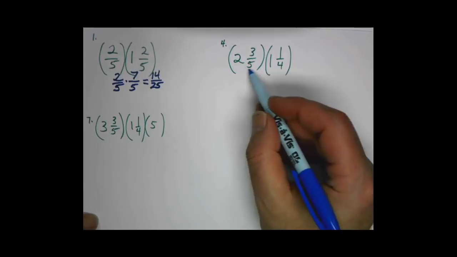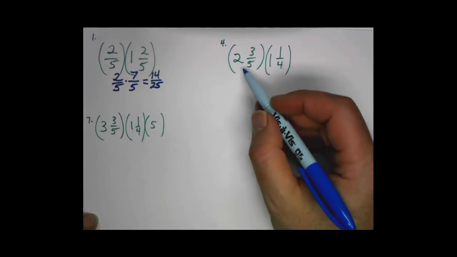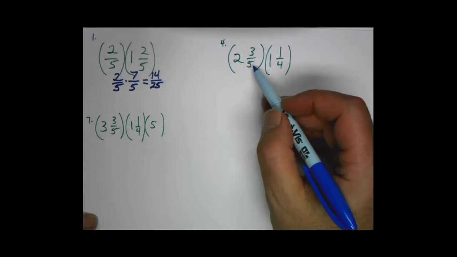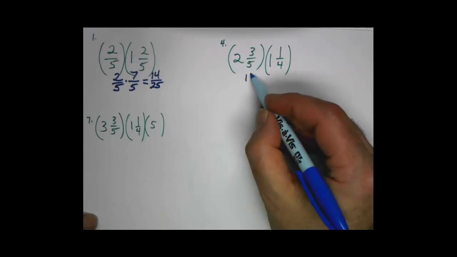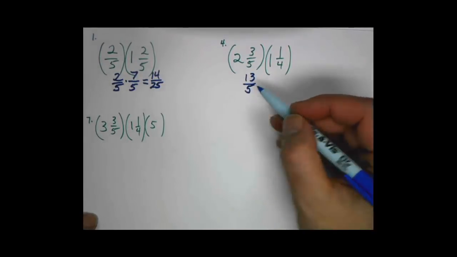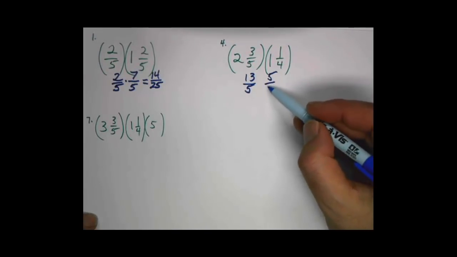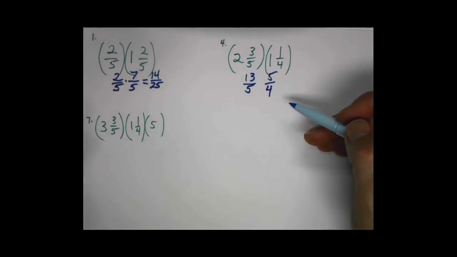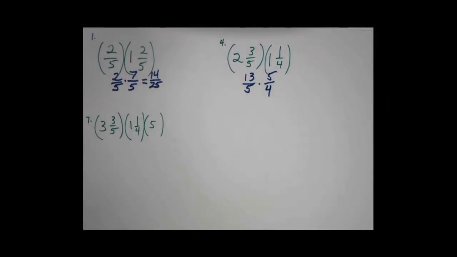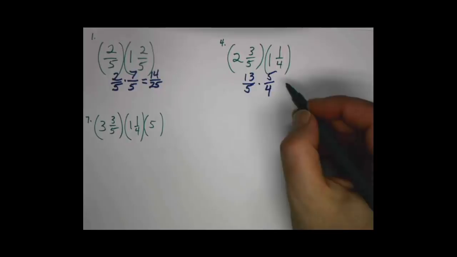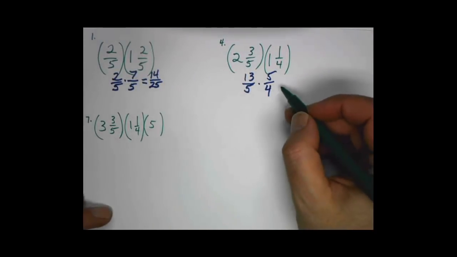Problem number 4 has 2 mixed fractions to deal with. So we just take them one at a time. We have 2 as the whole number here. They're in groups of 5, so 2 times 5 is 10, plus the 3 gives us 13/5. 1 times 4 is 4, plus 1 gives us 5/4. And then we have the possibility of doing some reductions before we multiply. We can multiply just straight across, which would give us 65 over 20, but then we have to reduce that.